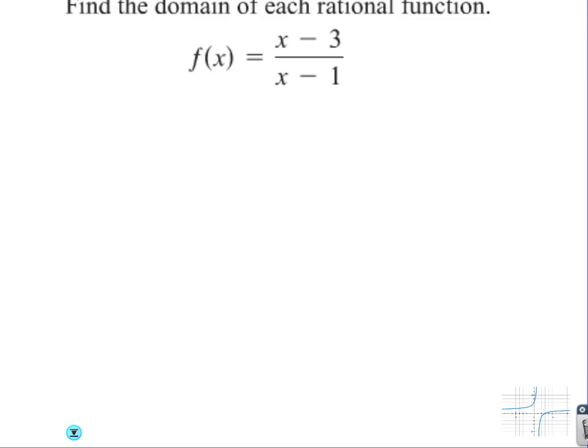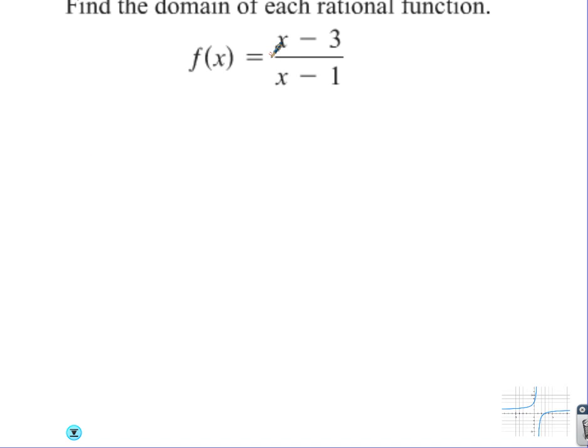Find the domain of each rational function. First off, let's discuss what a rational function is. A rational function is when you have a fraction. You have x stuff over x stuff. Rational, meaning ratio, root word. So you've got a fraction.